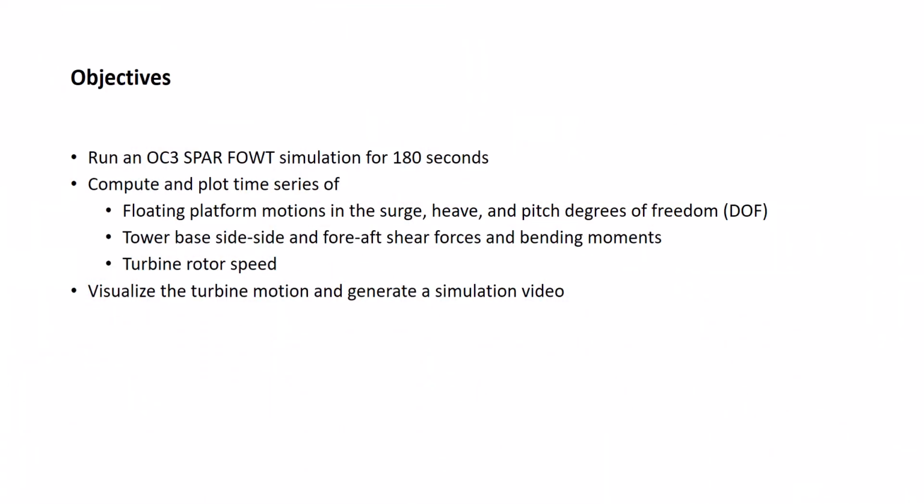We don't have any ambitious objective for today. We just want to simply run the OC3 cert file for 180 seconds. After successful completion of that step, we would like to compute and plot time series for a few items. The first row will be the floating platform motions in surge, heave, and pitch degrees of freedom. After that, we would like to have a look at shear force and bending moment at the base of the wind turbine tower, which are generated by the side-to-side and fore-aft motion of the tower and turbine assembly. When it's finished, I see value in looking at different parameters, such as turbine rotor speed.